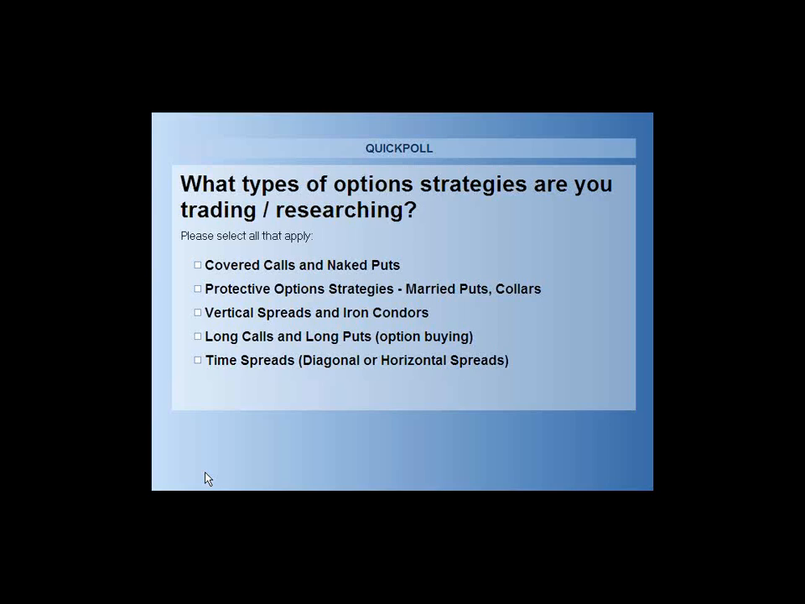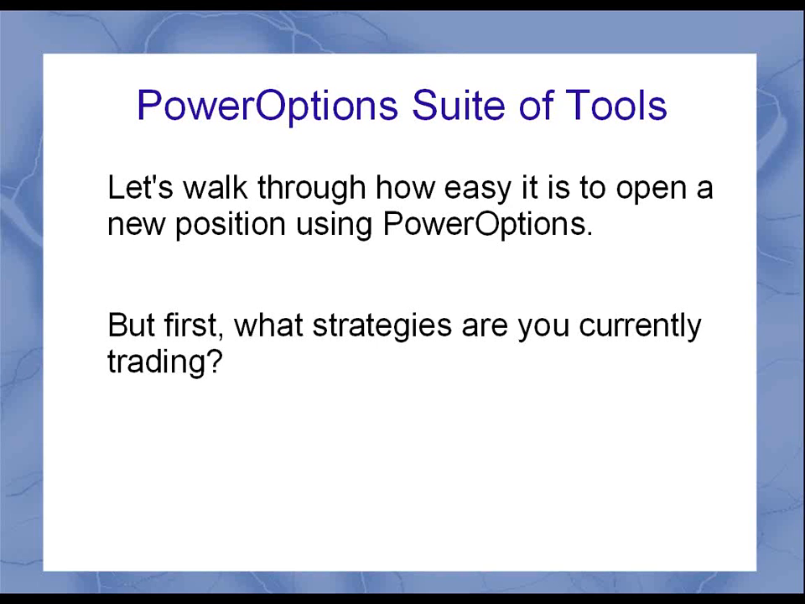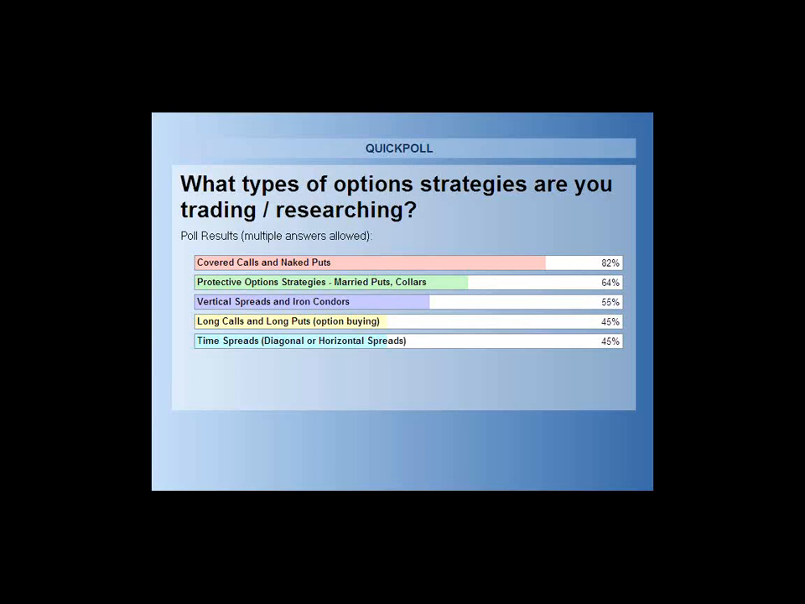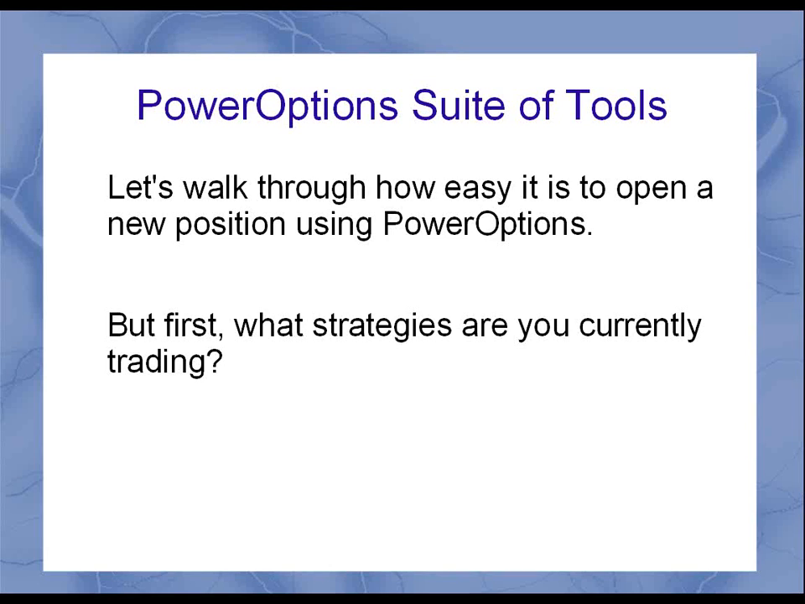All right, so let's go ahead now and close our poll. We've got a couple more votes coming in, but we're going to close the poll now. I'm going to share the results with everyone. In today's audience, 82% of you are looking at covered calls and naked puts. Second place, 64% of you are doing the protective option strategies, married puts and collars. 55% are looking at vertical spreads, and four to tie, with 45% doing speculative long calls and time spreads as well. Okay, let's go ahead and hide the poll results.